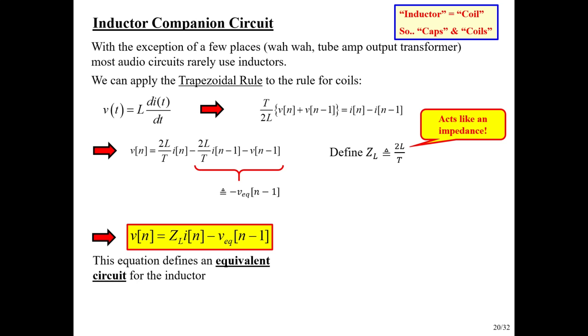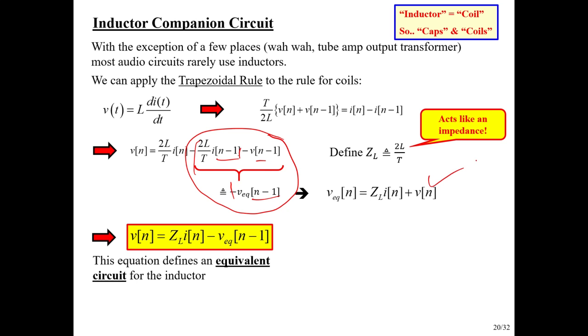I'm going to zip through this a little bit faster because we're just following similar steps. So now I take ZL and put it in here. I take VEQN and put it in there. And this is going to define our equivalent circuit, except now we're doing KVL, not KCL. Okay, now we're going to do the same kind of thing. We take this and just update the index and get rid of all the negatives, and we get something that looks like that.